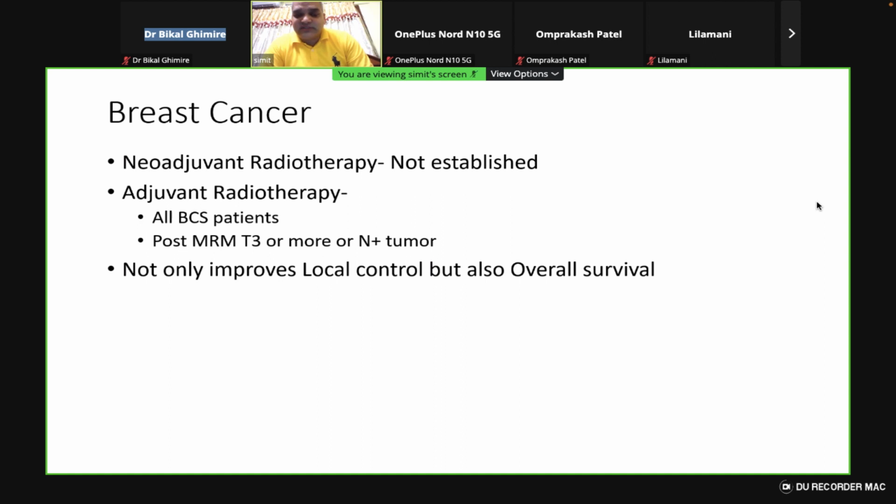There are no questions there. BCS includes surgery followed by radiotherapy. In post-MRM, T3 or T4 or N plus tumor, we have to give adjuvant radiotherapy. It not only improves local control but also overall survival.